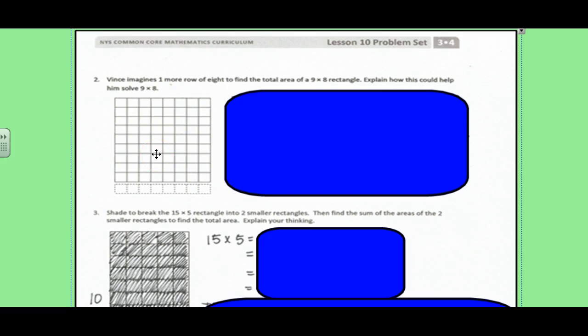So I want you, in your own words, to explain how him doing this could help him find the area of his 9 times 8 rectangle. And whenever you're ready to check your answer, you may push play.